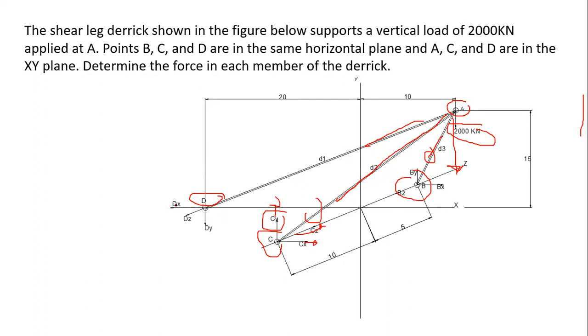Dito naman sa kabila, may tension. So may pull dito sa support. Kasi nga kung ipupush, pwede nag-overturn. The question is to compute what would be the force in each member. So ang tinatanong lang is force of member AD or FAD, FAB and FAC. Ito may annotations na ako dito: D1 meaning the distance 1 from A to D, distance 2 from A to C, and then distance 3 from A to B.